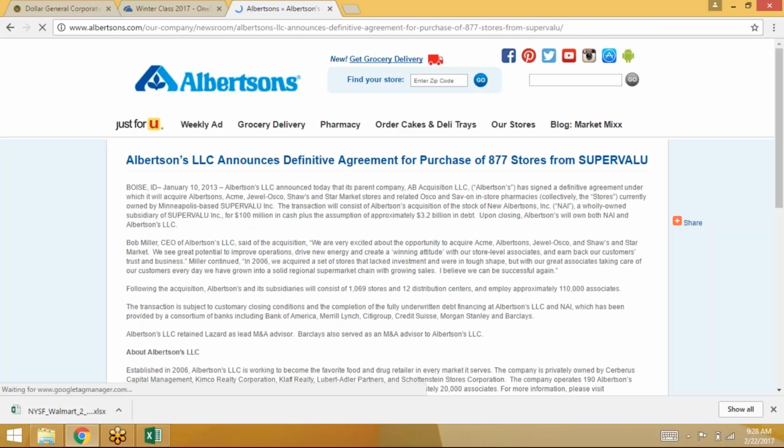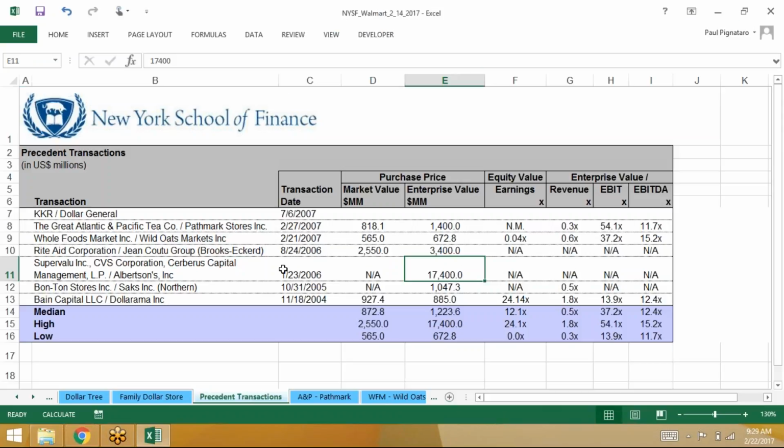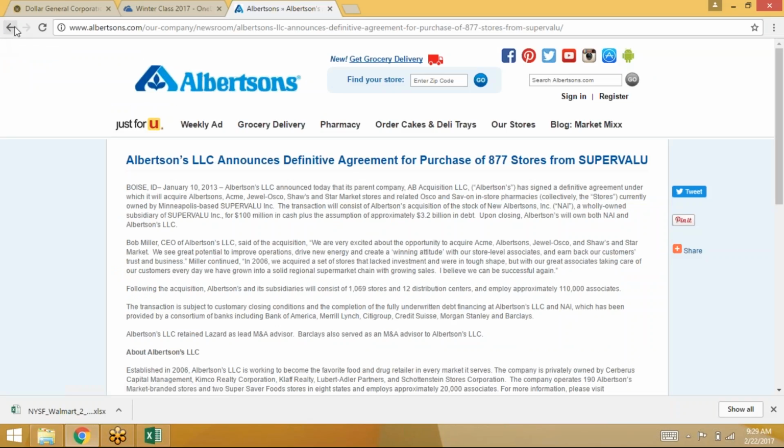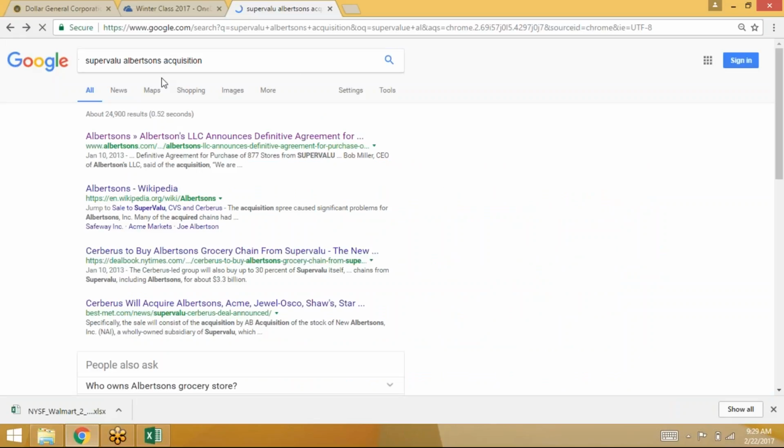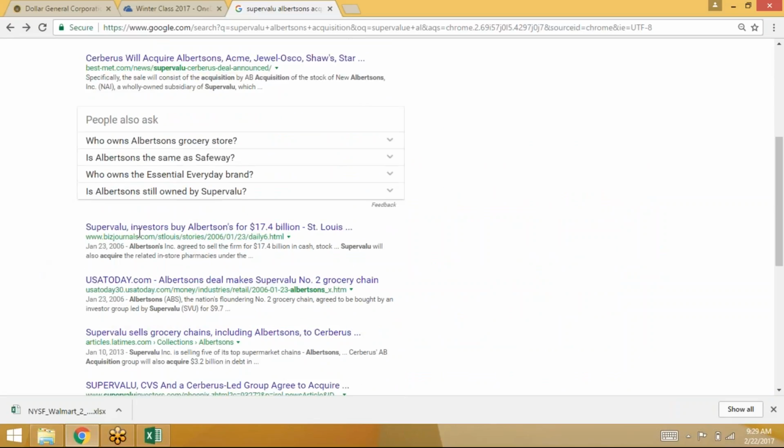Albertsons announced the agreement. I'm surprised because this is 2013. Oh, actually, was it 2013? Hold on, let me go back to this. No, this is 2006. Supervalu Albertsons. It might not be up there anymore. Here we go. Supervalu bought by Albertsons for $17.4 billion. Okay, that was it.